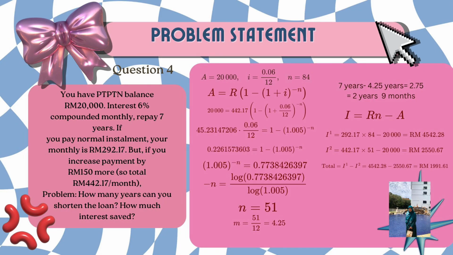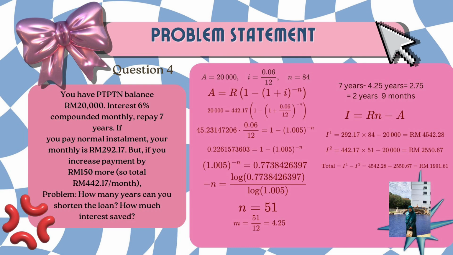When we want to find the N, we need to use the log. So it will be negative N equal to negative log 0.7738426,397 divided by negative log 1.005, and we will get the answer N equal to negative 51. Then we need to remove the negative. At the two sides have negative, so the answer is N equal to 51. Then we use the formula N equal to MT, which is 51 divided by 12, and we get 4.25.